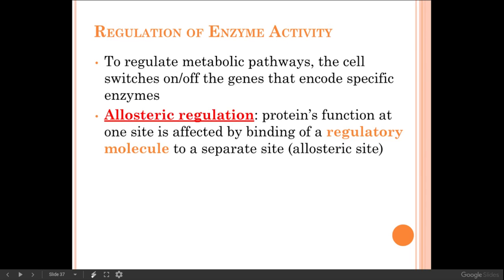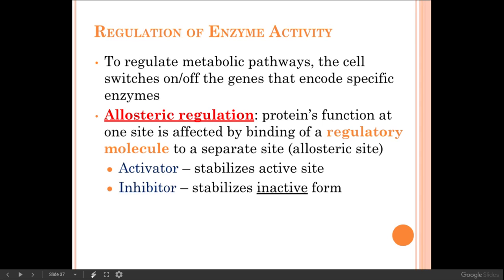But you can also have what's called allosteric regulation. You can have proteins functioning at one site that is affected by the binding of some other molecule at a separate site called the allosteric site. That's almost like that whole concept of non-competitive inhibition, but this time we're talking about a molecule binding at a site that is away, a separate site called an allosteric site. And you can either have an activator or inhibitor.